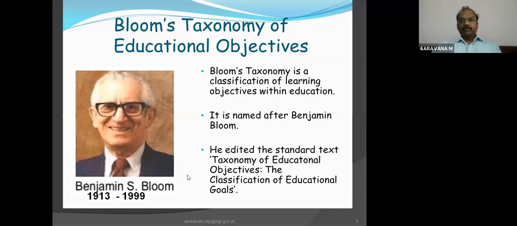This is the background. Bloom's taxonomy is a classification of learning objectives within education. See, these learning objectives are nothing but learning outcomes. Objectives, we have already discussed, are defined as intended outcomes. After completion of the theory class, or after completion of the practical demonstration, what the learners will be able to achieve, that is called the objective.